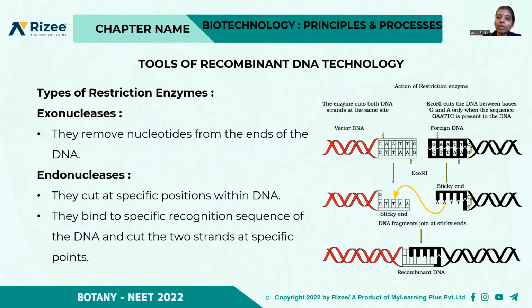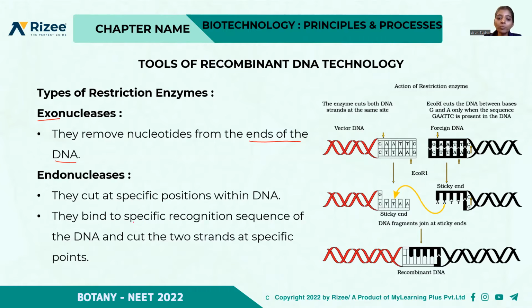So we know that they belong to a class of enzymes called nucleases, and there are two different kinds: exonuclease and endonuclease. From the name itself, we can say exo means from the exterior, the ends, and endo means within, right? So exonucleases remove nucleotides from the ends of DNA, and endonucleases cut at specific positions within the DNA, that is, in the middle of the DNA sequence.